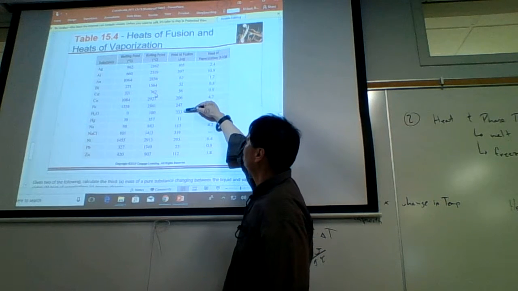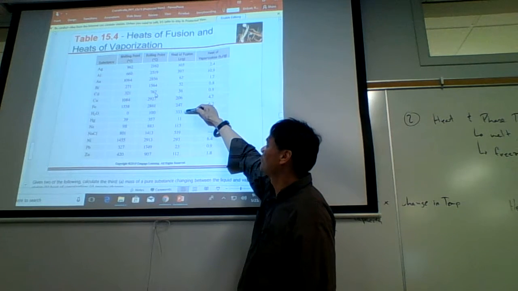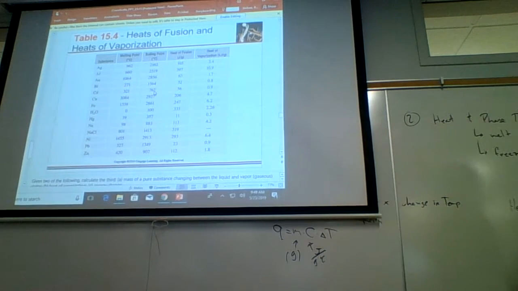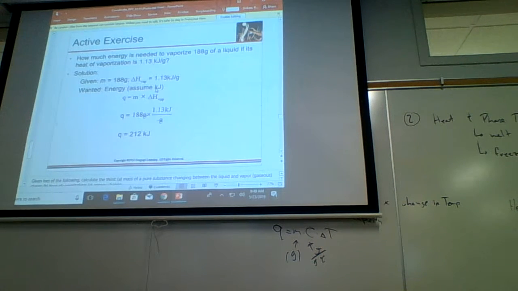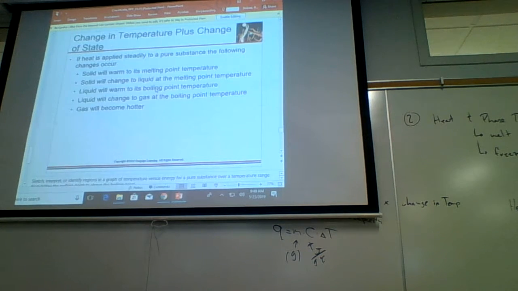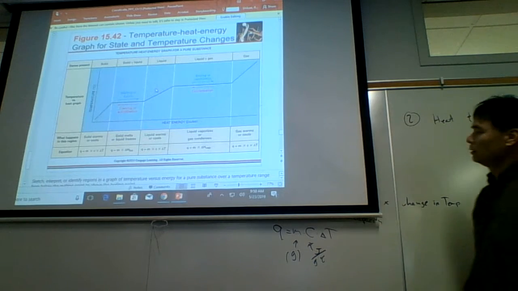If we melt ice, it's plus 333. If we freeze water, we have to remove that. That's minus 333 joules per gram. So this is what we call a heating and cooling curve.